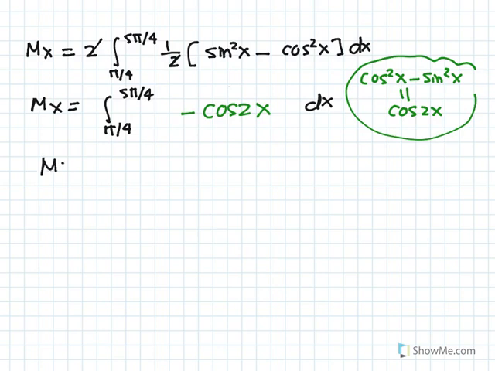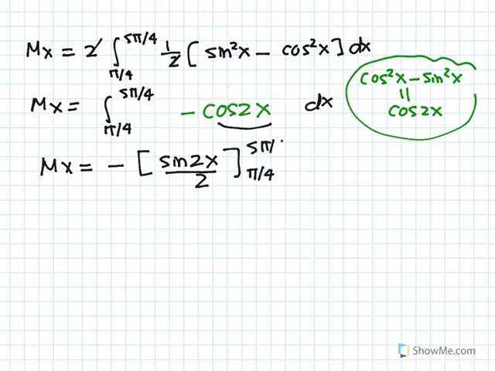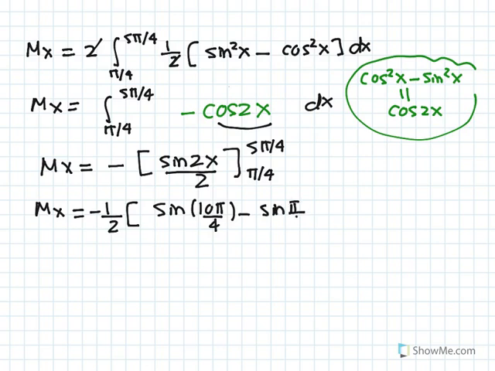So let's just change that to minus cosine 2x, applying a trig identity, and now it's easier to integrate. So the moment with respect to the x-axis is equal to minus, what is the integral of cosine 2x? That's going to be sine 2x divided by 2, evaluated from pi over 4 to 5 pi over 4. So the moment with respect to the x-axis is equal to minus 1/2. Put the upper limit in, we get sine of 2 times 5 pi over 4, that's 10 pi over 4. So sine of 10 pi over 4 minus, put the lower limit in, 2 times pi over 4 is pi over 2, we get sine of pi over 2.